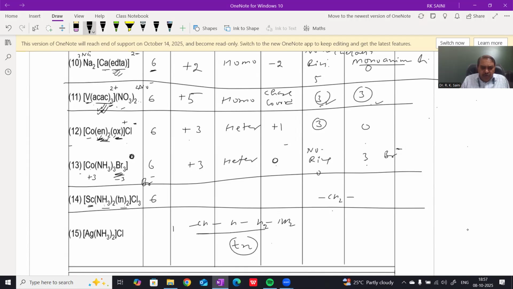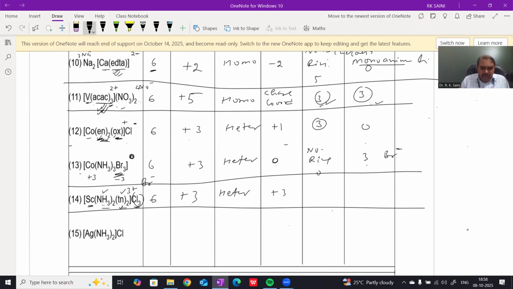Oxidation state of scandium is also +3, because ammonia and trimethylene diamine both are neutral. Therefore, the oxidation state of scandium is +3 due to chloride ion. It is also heteroleptic because there is more than one kind of ligand, ammonia and trimethylene diamine. Therefore, heteroleptic. Charge on the coordination sphere after removal of chloride ion: the charge on the coordination sphere is +3. Number of chelating rings: 1.